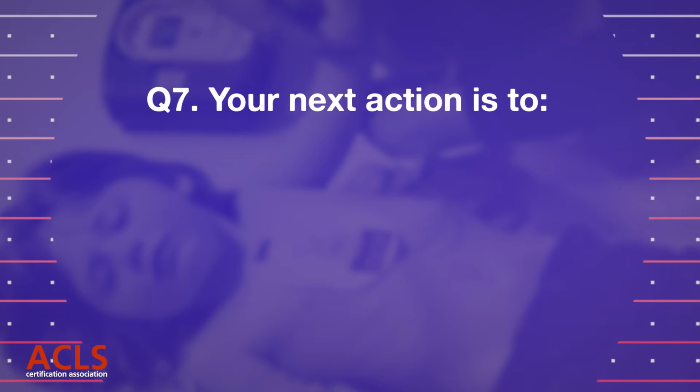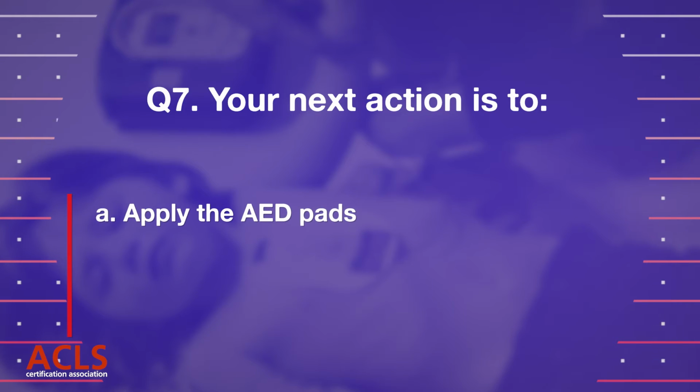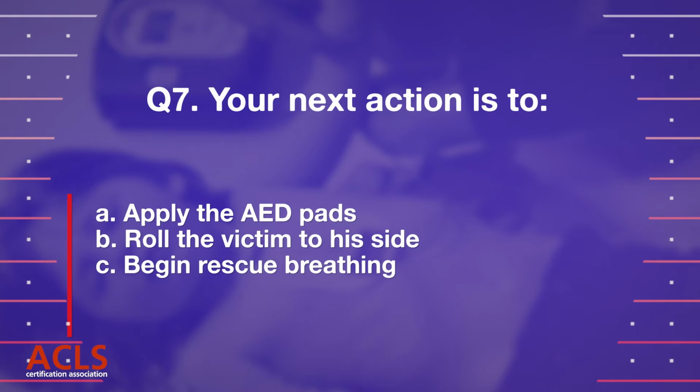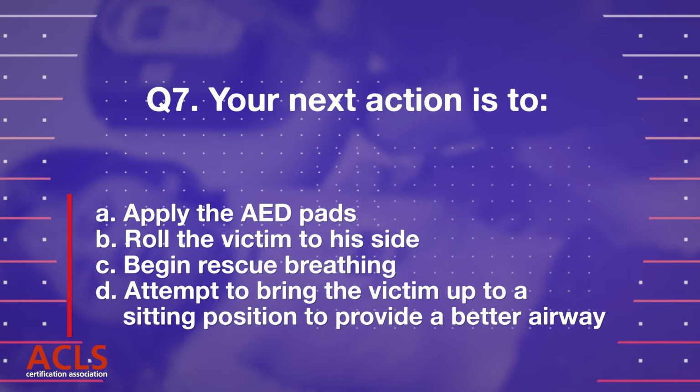7. Your next action is to: A. Apply the AED pads. B. Roll the victim to his side. C. Begin rescue breathing. D. Attempt to bring the victim up to a sitting position to provide a better airway.